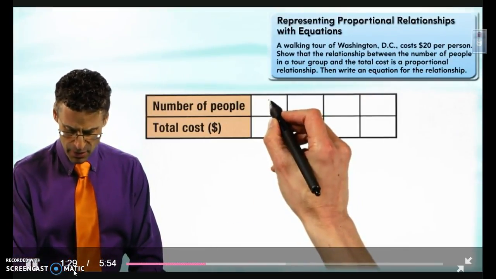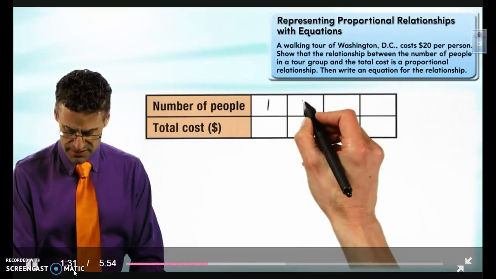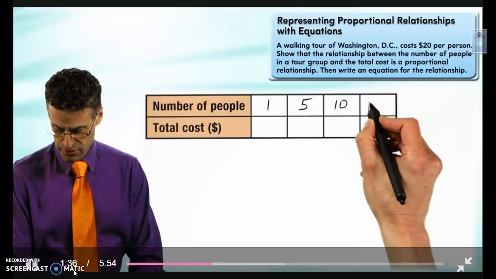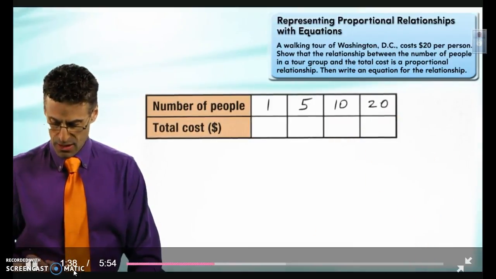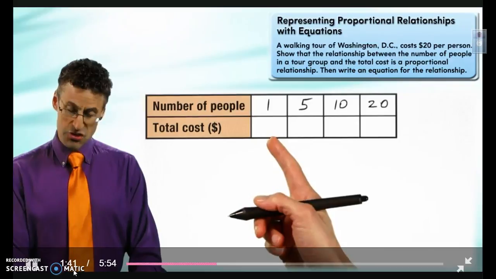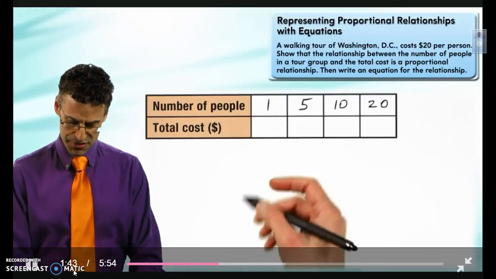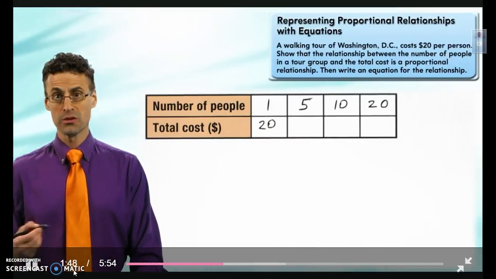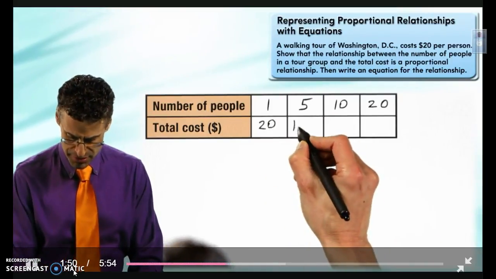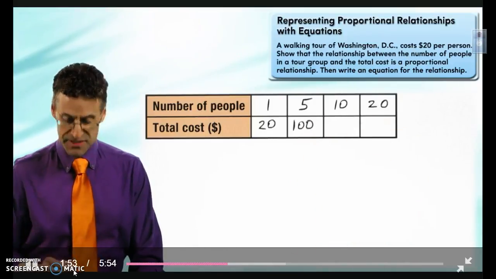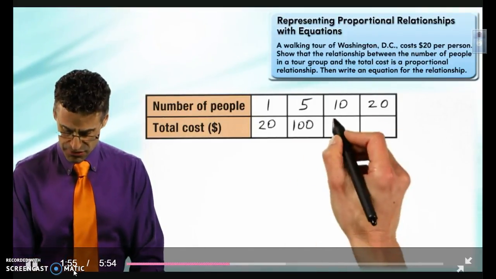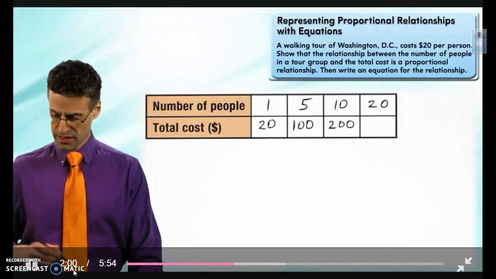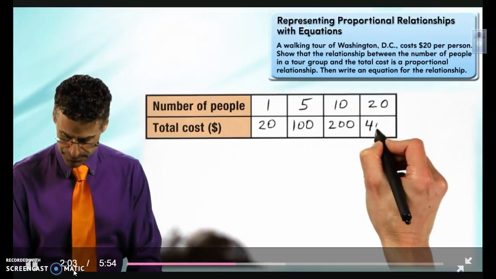Let's suppose that we have one person in a group. Let's say we have a tour group of 5. Let's say we have a tour group of 10. Let's say we have a tour group of 20. Now, if we charge $20 per person, then if it's only one person, this is going to cost $20. If there are 5 people, 5 times 20 is $100. If we have 10 people, 10 times 20 is $200. And if we have 20 people, 20 times 20 is $400.